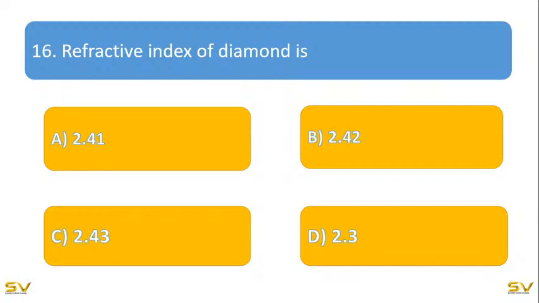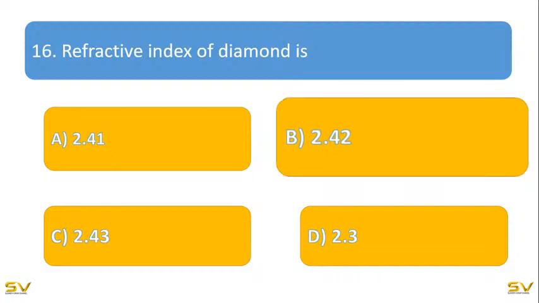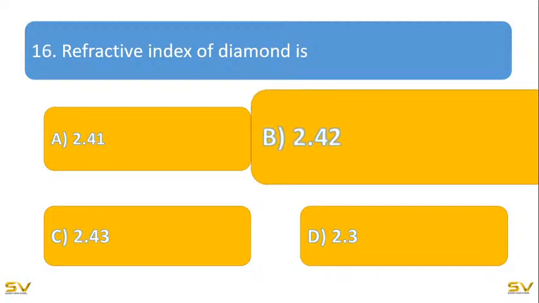Yes, I got answers from Sai Lakshmi, Lamis, Shushmita, Nikhil, Aisha. Definitely, a lot of members are typing the correct answers. So instead of waiting for some more time, I can reveal the answer because everyone is typing the correct answer. Yes, it's 2.42, so option B is correct. 2.42 is the refractive index of diamond.